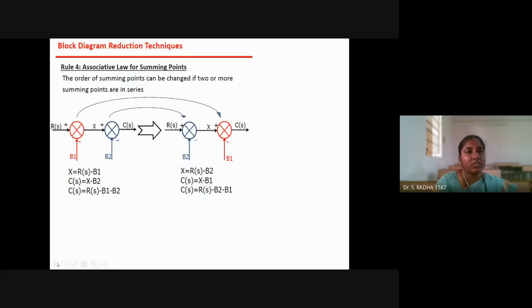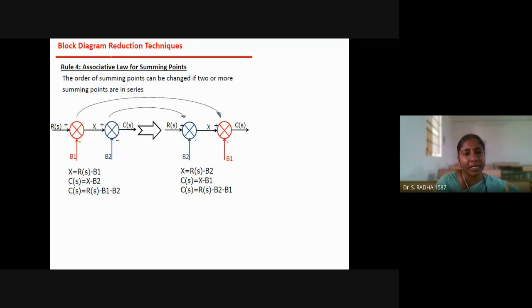Associative law of summing points. So if you see here, this symbol is a summing point. You can also put a summation sign inside the circle. Otherwise, with this cross mark, whichever direction the signal is coming from, you can mention whether it is positive or negative.